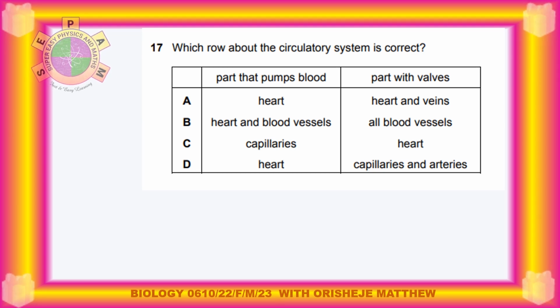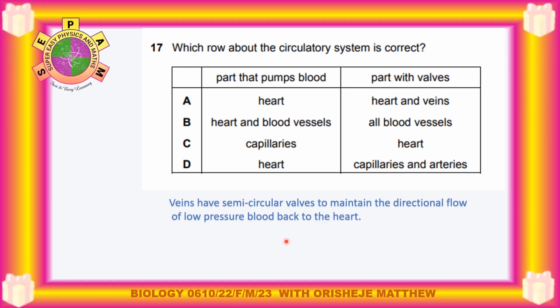Which role about the circulatory system is correct? So you have a part that pumps blood and a part with valves. So let's just look at it. Veins have semicircular valves to maintain the directional flow of low pressure blood back to the heart.